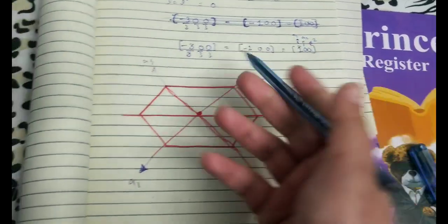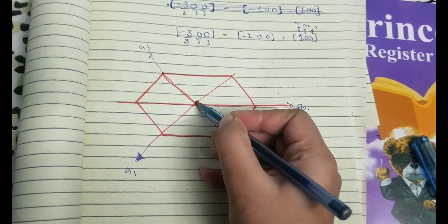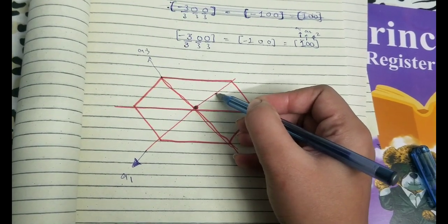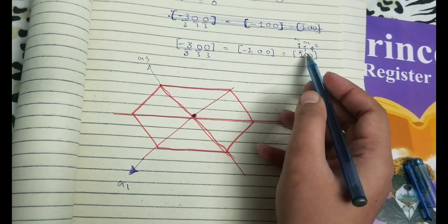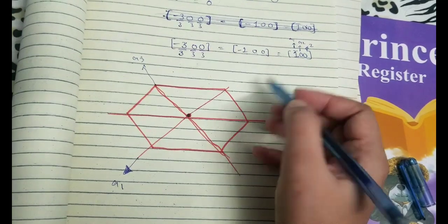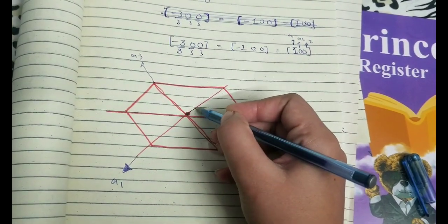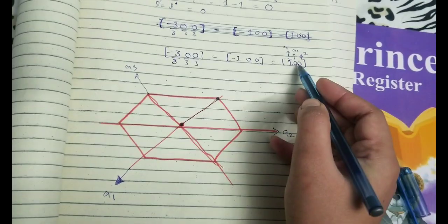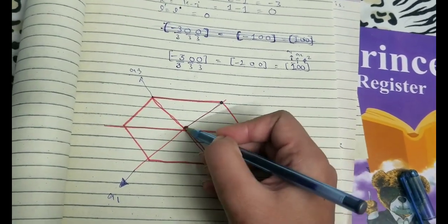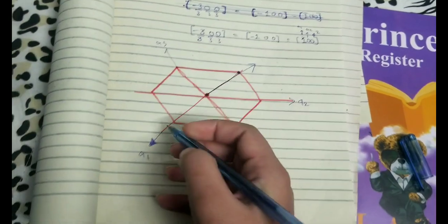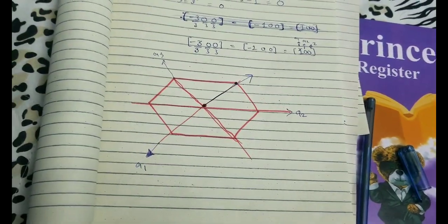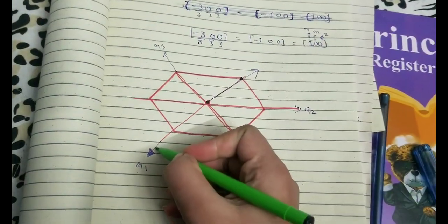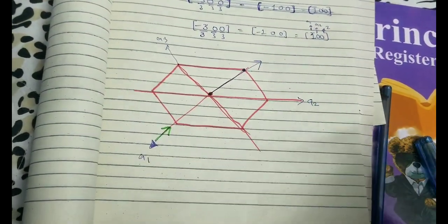a1 is -1, so this is the positive a1 direction, and this one will be the negative a1 direction. Negative 1 means we have to move 1 unit along the negative a1 axis, so this is the final point, with no movement along a2 and z. This vector in this direction, you can also mention it like that, like this direction.